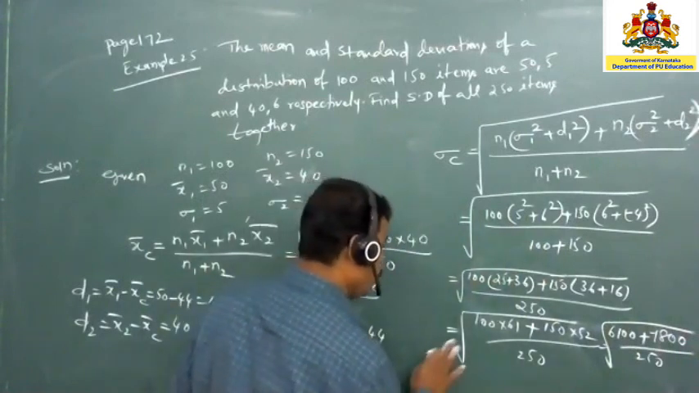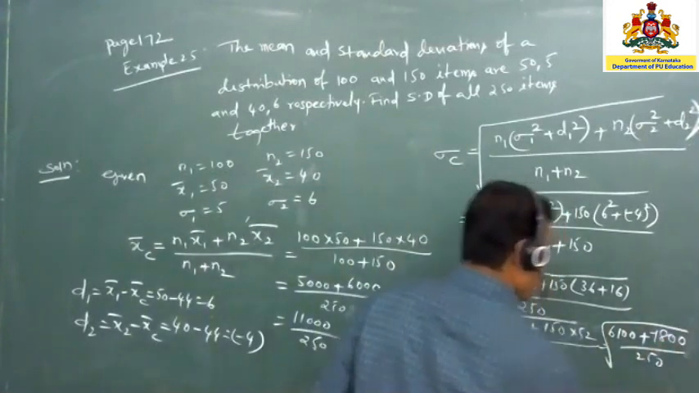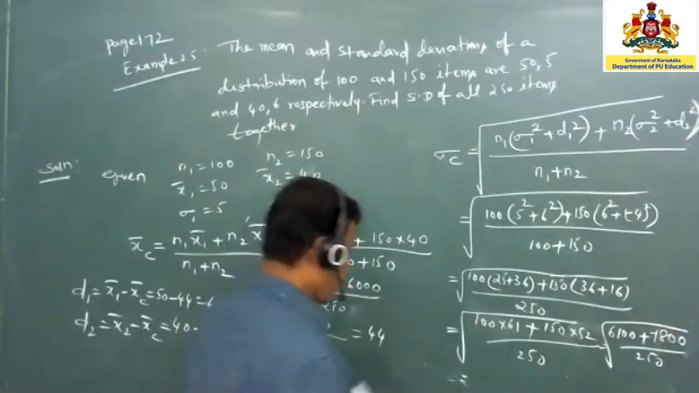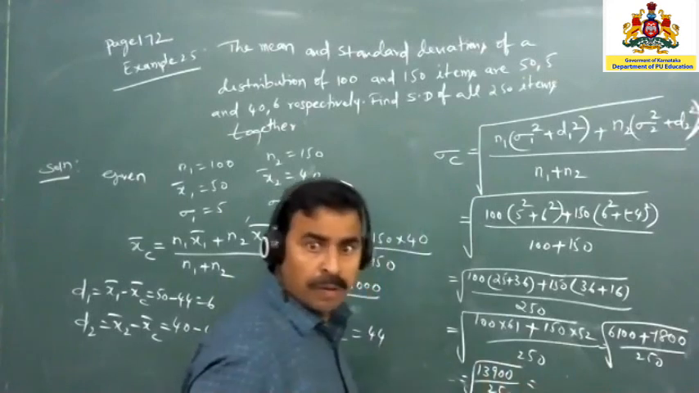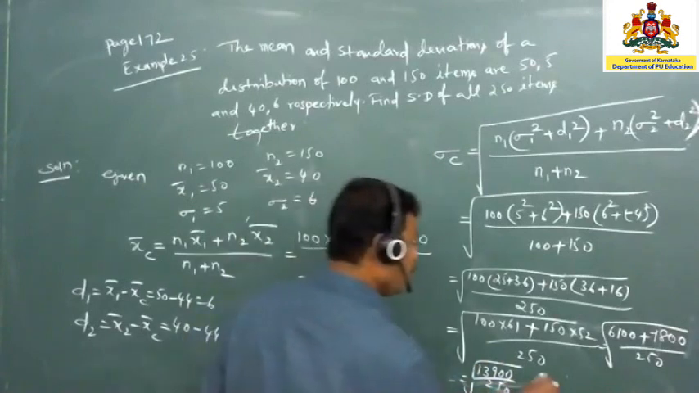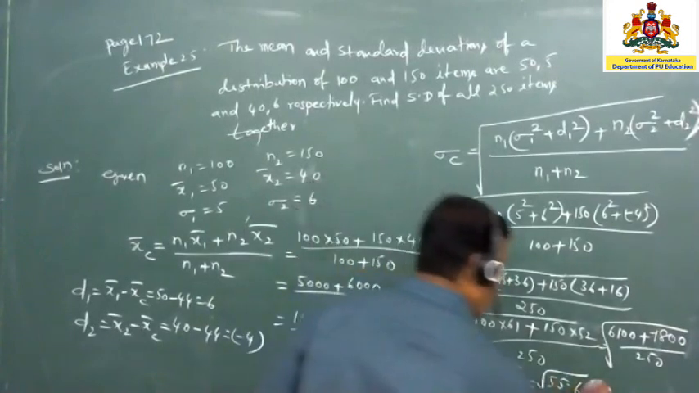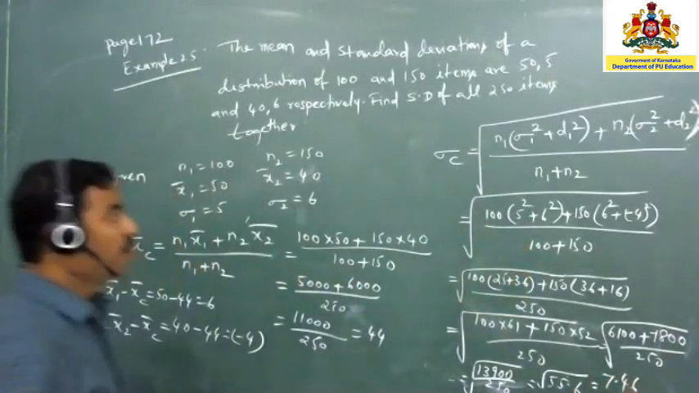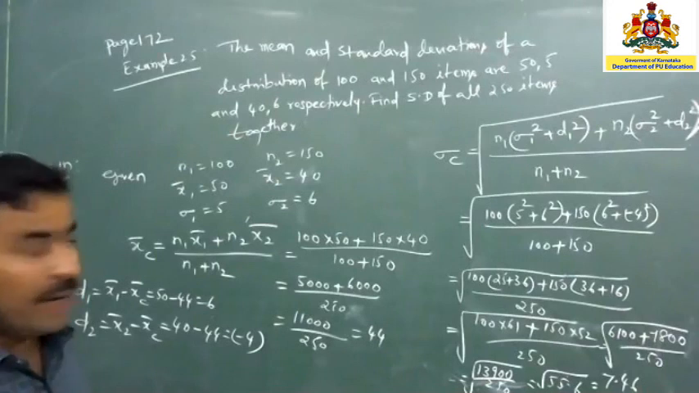So continuing, total is 13,900 by 250, square root, which is equal to the final answer, 55.6 root, equal to 7.46. Combined standard deviation is 7.46.